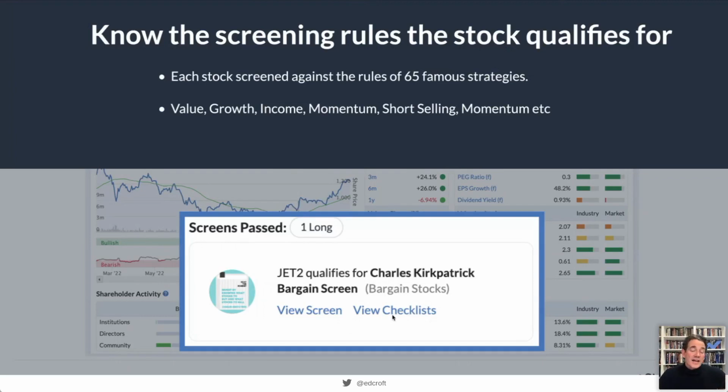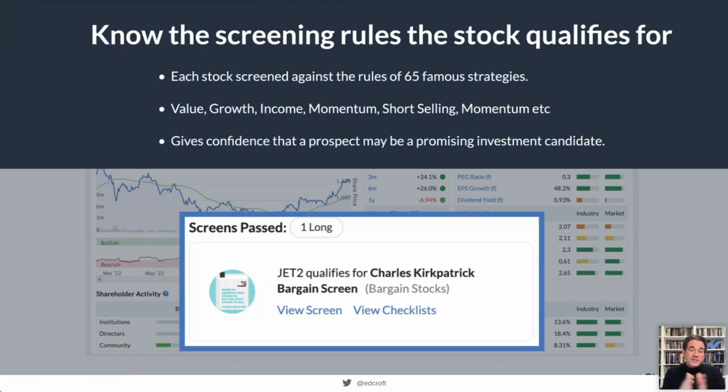And you can then actually even look at the checklist. If you click through, you can see all the criteria that stock is screened against and why it's passing. And that's quite useful. So if you see, there are some stocks which got like 12 screens passed. We also have what's called a few short screens, which is a kind of red flag. So if you see that it's qualifying for a short screen, it probably means that it's got something which needs further investigation. So that's worth checking out.